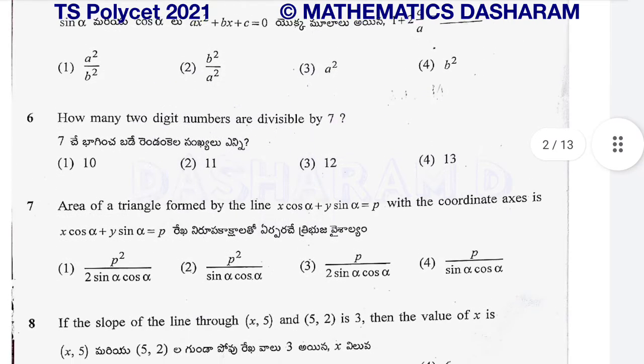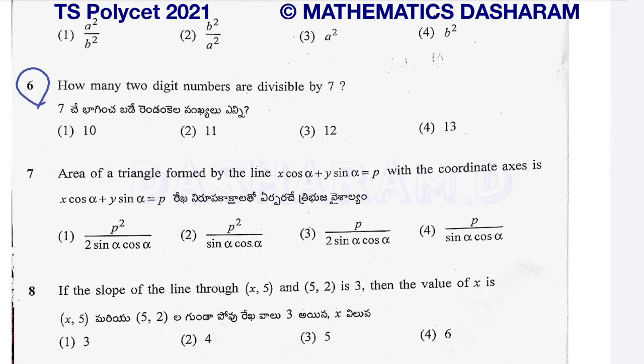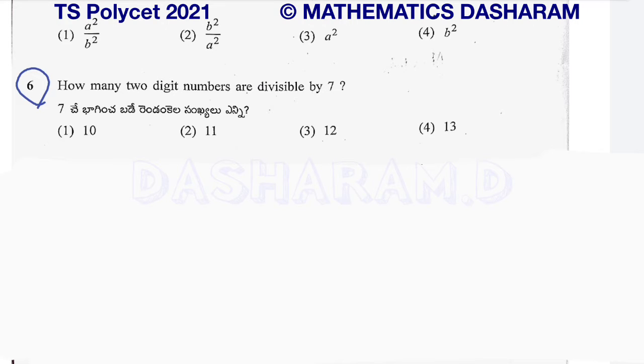Next, sixth question. How many two-digit numbers are divisible by 7? The first two-digit number is 10, but it is not divisible by 7. So the first two-digit number which is divisible by 7 is 14, because 7 2s are 14.